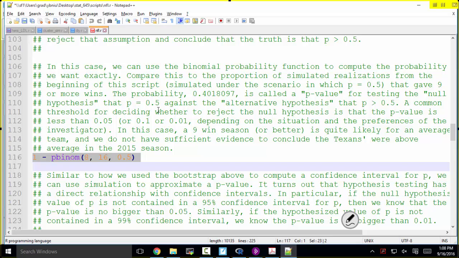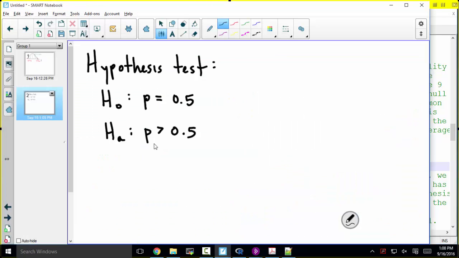What I have on the screen is 1 minus pbinom of 8. The second argument is the number of trials that we're considering, and the third argument is the probability that we're considering as the probability of success. So pbinom of 8 with 16 trials and 0.5 probability of success would be the probability of winning 8 or fewer games when p is 0.5. The p-value that I want is the probability of seeing 9 or even more.